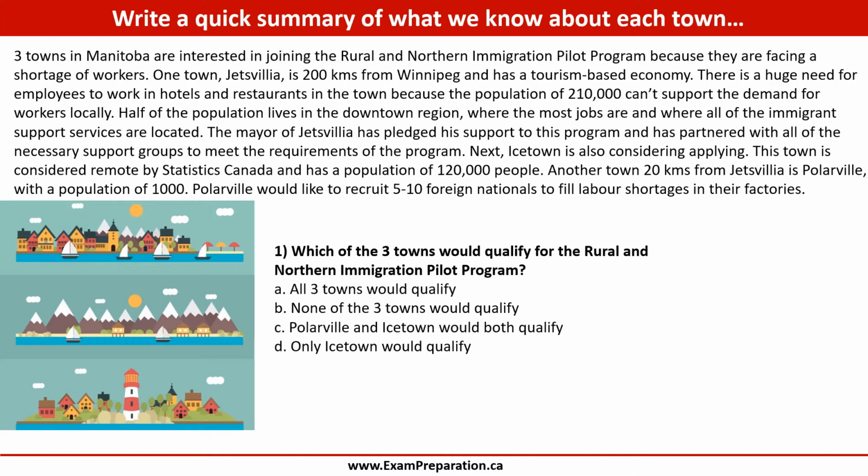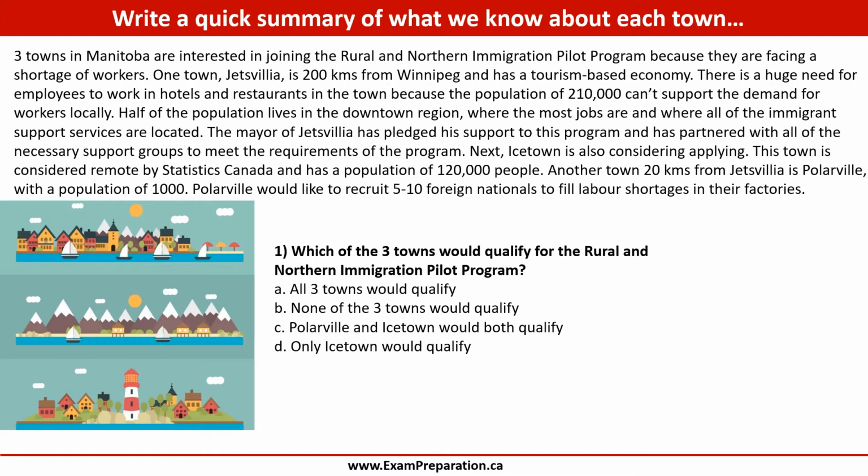Next, Icetown is also considering applying. This town is considered remote by Statistics Canada and has a population of 120,000 people. Another town, 20 kilometers from Vilia, is Ville, with a population of 1,000. Ville would like to recruit 5 to 10 foreign nationals to help fill labor shortages in their factories.